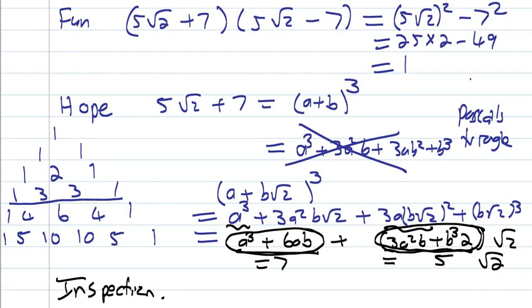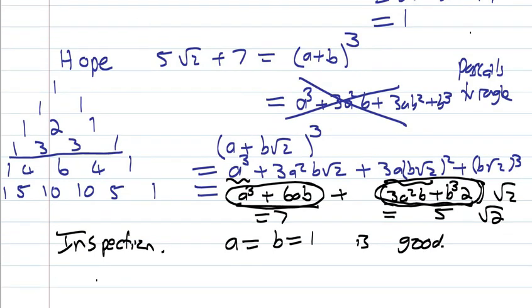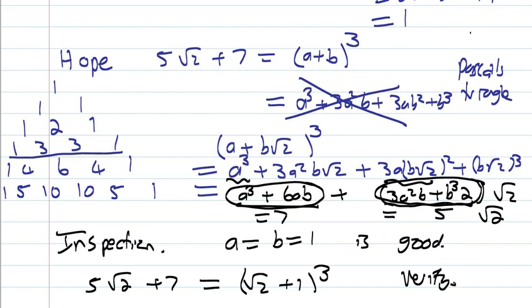So using inspection, trying something, remember, it's good to try things. If it works, great. If it doesn't work, you go back to the drawing board and you try something else. Do you guys agree with Lindy? Yeah? Quite right. So a equal b equal to 1 is good. Alright? And so it's not hard to see that 5 root 2 plus 7 is equal to root 2 plus 1 cubed. Alright? I'm going to leave it for you to verify.